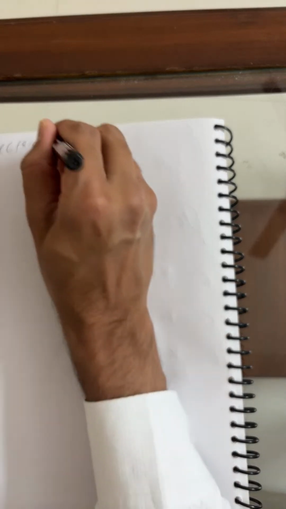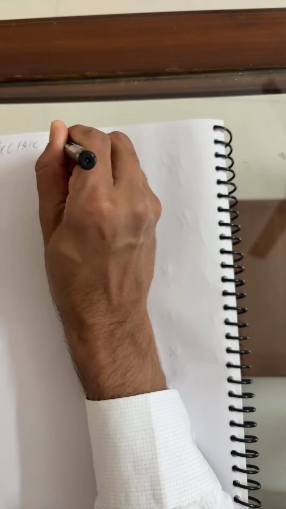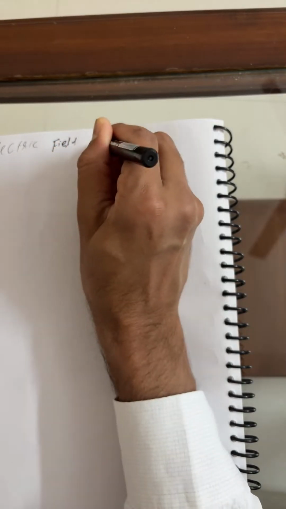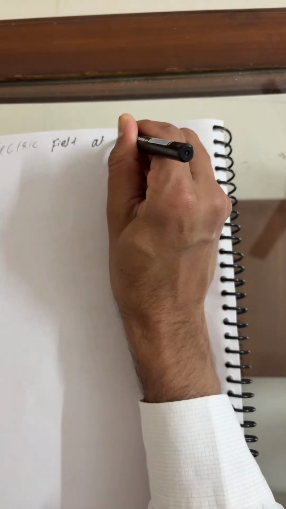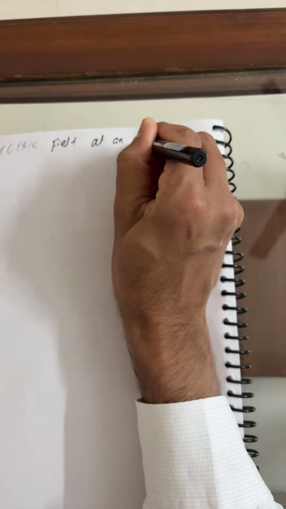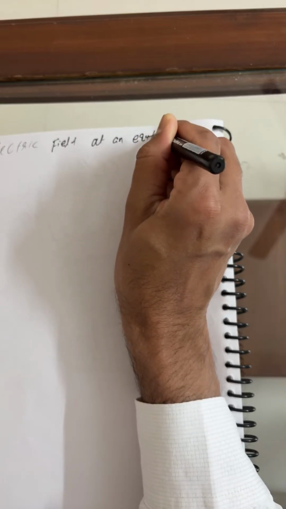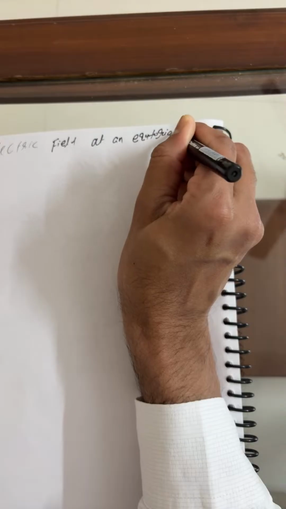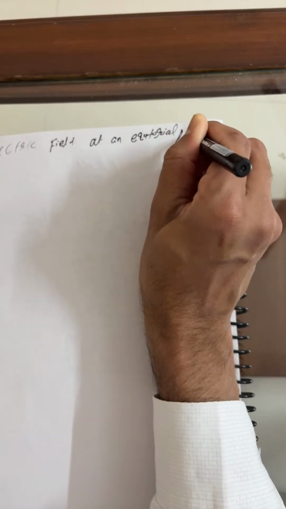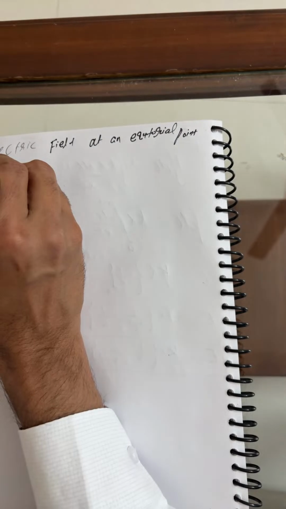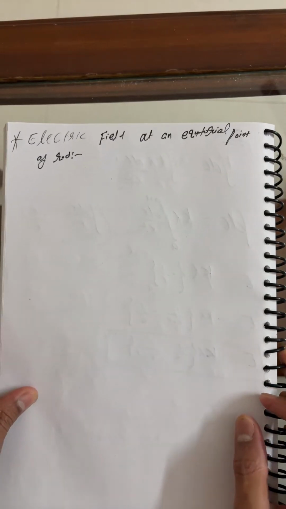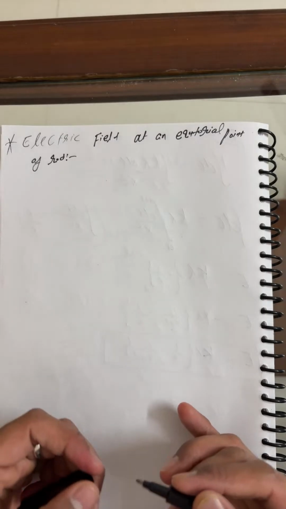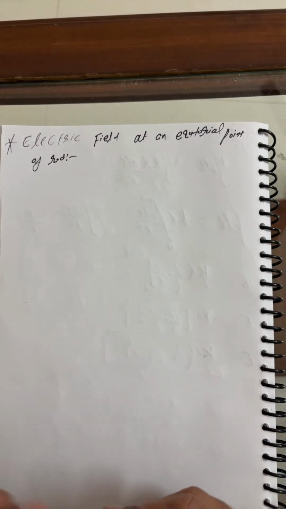Student, electric field at an equatorial point of rod. This is what, my dear: electric field at an equatorial point of rod. Okay.